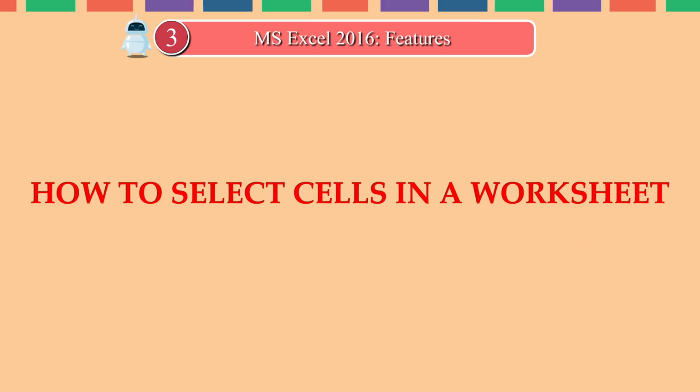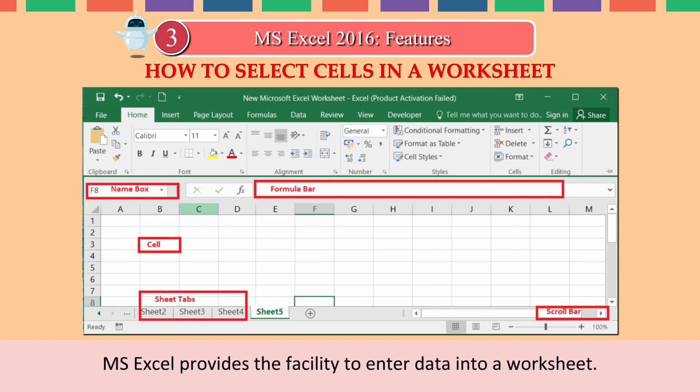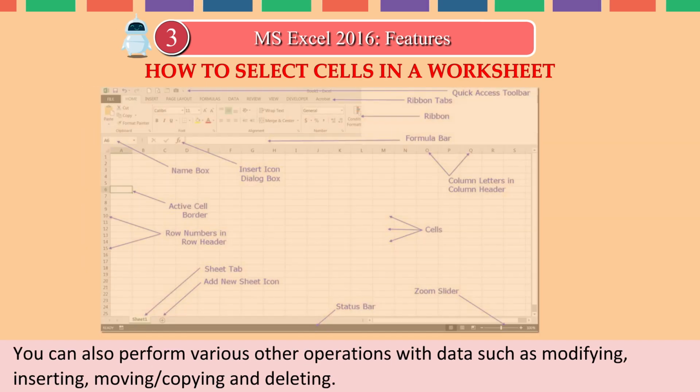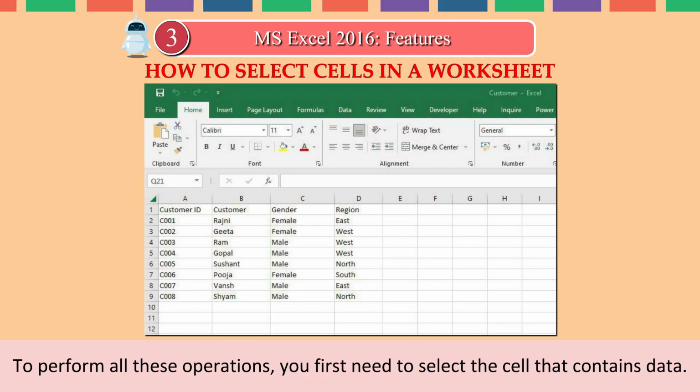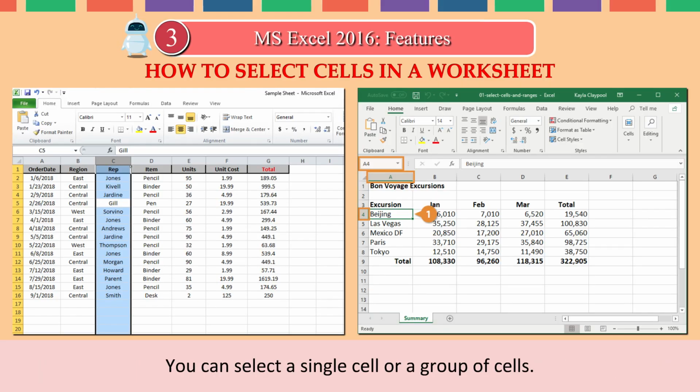How to select cells in a worksheet. MS Excel provides the facility to enter data into a worksheet. You can also perform various other operations with data such as modifying, inserting, moving, copying, and deleting. To perform all these operations, you first need to select the cell that contains data. You can select a single cell or a group of cells.